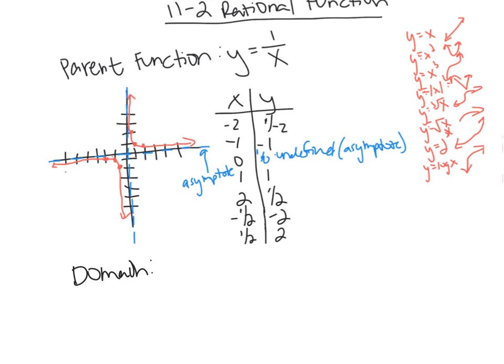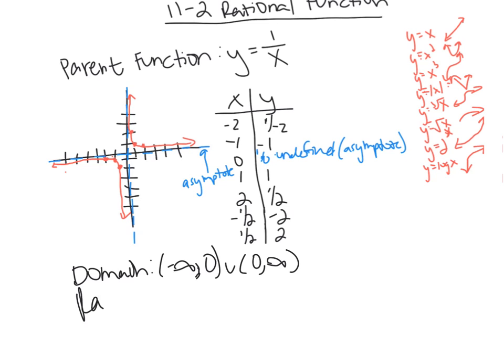What are all our possible x values? Well, we can have everything except 0, right? So our domain is going to be -infinity to 0, not including 0. We can go all the way to 0. It's not going to touch it. It's going to get really, really close, unioned with 0 to infinity.